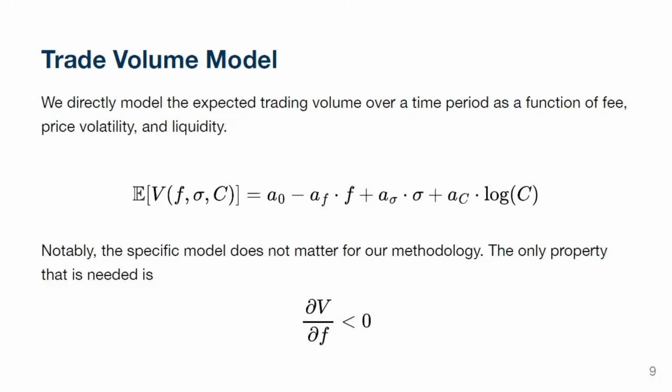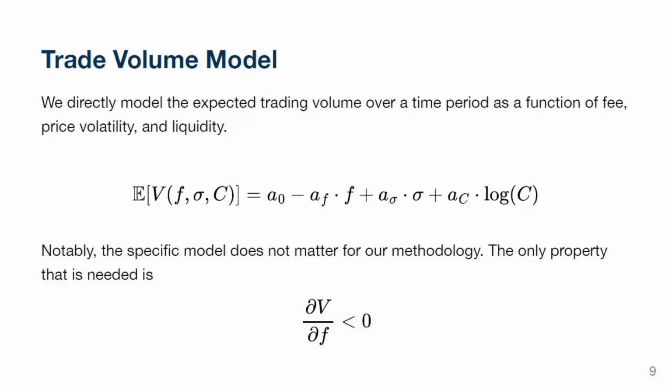The idea is we're just going to try to capture the key dynamics or key intuitions of how trade volume should be affected when fee changes, when liquidity changes, and when price volatility changes. So we just picked a simple additive model here. Any A0 or subscript, these are all free parameters or structural parameters in our model that are to be estimated later. But you can see here that we picked a negative value for fee. This means that if fee goes up, the trade volume should go down. For volatility, it's positive. Volatility goes up, trade volume should go up.